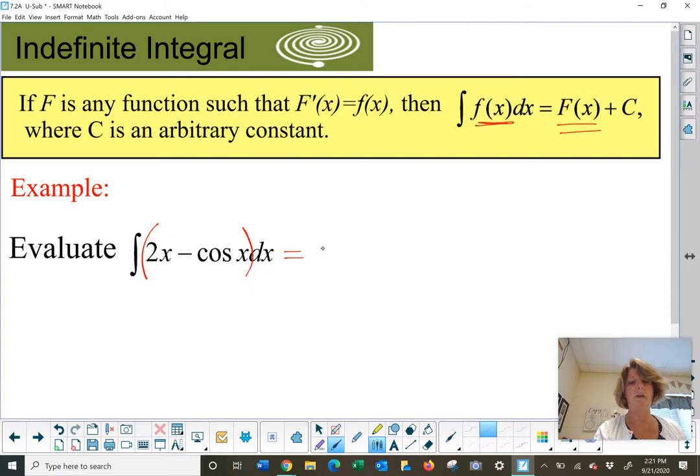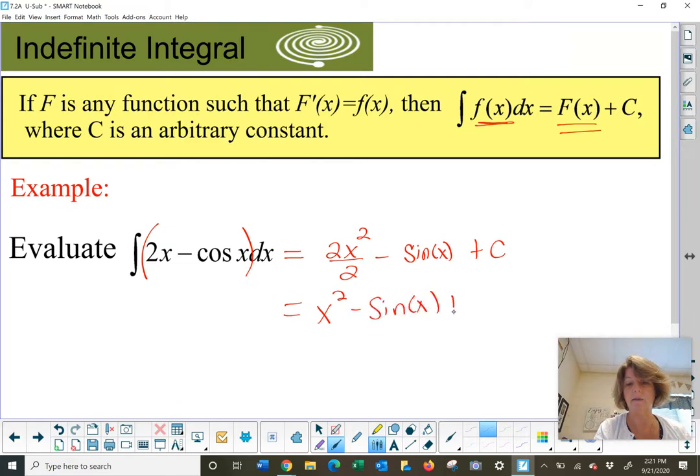This will equal the integral of 2x squared divided by 2 plus sine of x plus some constant. And I'm going to switch that to be a negative so that I get negative cosine when I take the derivative. Simplifying, I'd have x squared minus sine of x plus c, the antiderivative.